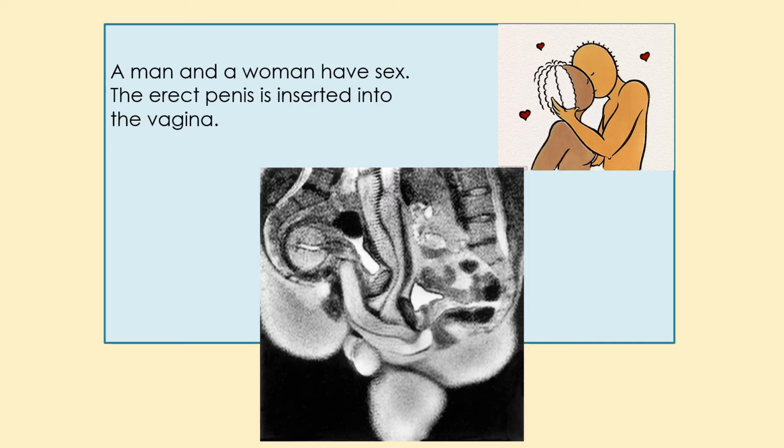So then a man and a woman have sex. The erect penis is inserted into the vagina. That's what you can see happening on this picture. This is actually an MRI scan. So there's the testes, there's the penis, and so the divide between the two bodies is about here. So this is the male on the right and the female on the left. So you can see the penis being inserted into the vagina and the uterus is up here.